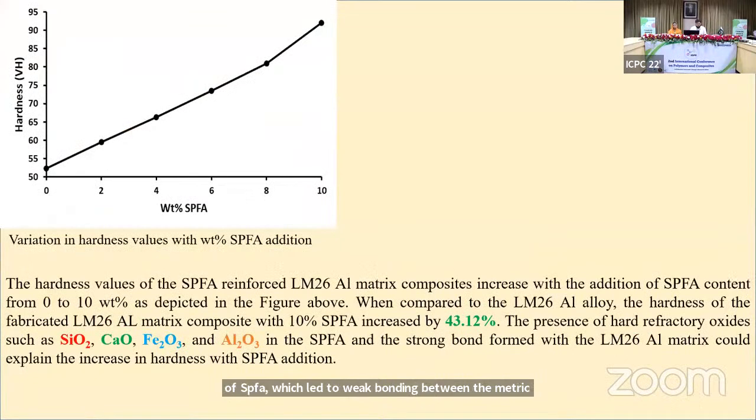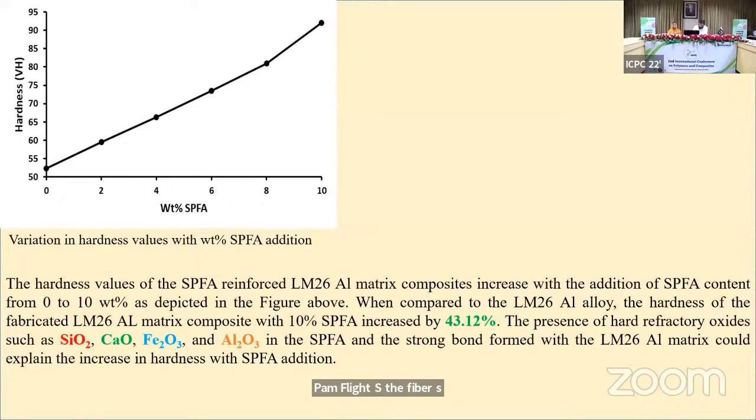So, ladies and gentlemen, this figure shows the variation in hardness value with the sugar palm fiber ash percentage addition. So the hardness value of sugar palm fiber ash reinforced LM26 aluminum matrix composite increased with the addition of SPFA content from 0 to 10 percent, as depicted in the figure. When compared to the LM26 aluminum alloy, the hardness of the fabricated LM26 aluminum matrix composite with 10% sugar palm fiber ash increased by 43.12%.